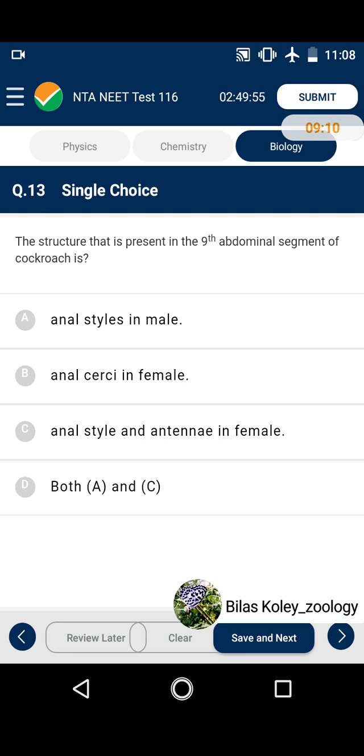Question number 13. The structure that is present in the 9th abdominal segment of cockroach is, and the options are anal style in male, anal cerci in female, anal style and antennae in female, both A and C. In this question, the right option will be option A, anal style in male.